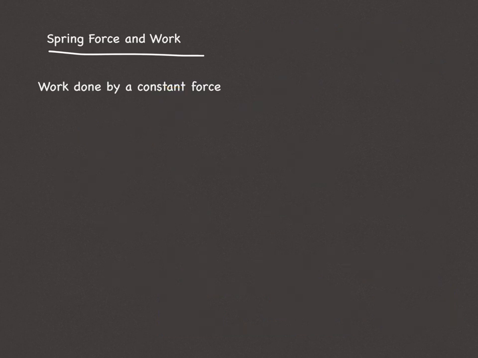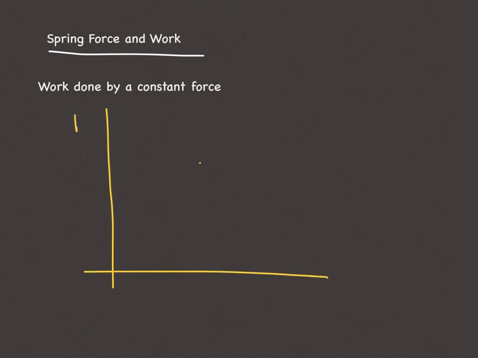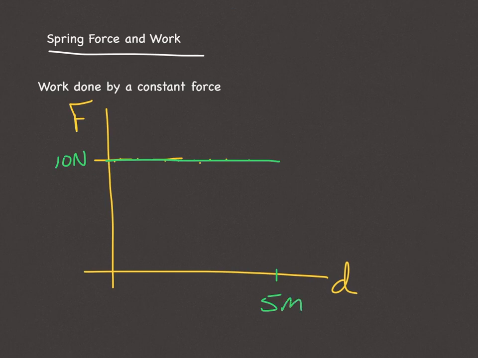If we look at this graphically for a constant force, so some force being applied over some distance, our graph would look like that. Whatever the value of the force is, let's say it's 10 newtons, we exert that force over a 5-meter distance. Our equation for work is force times distance. Remember, that's the parallel component too, right?